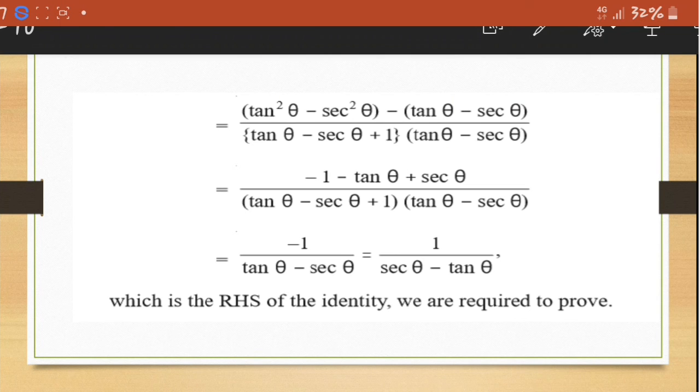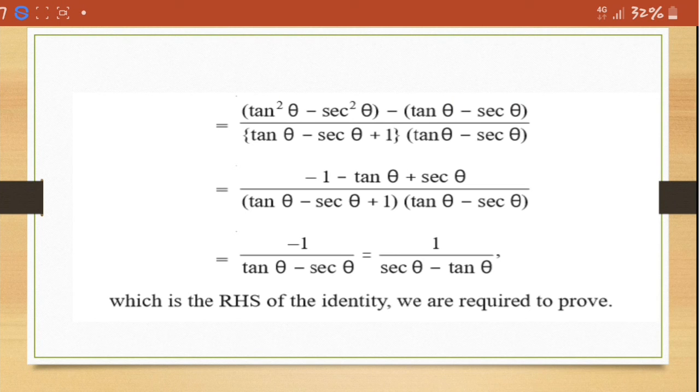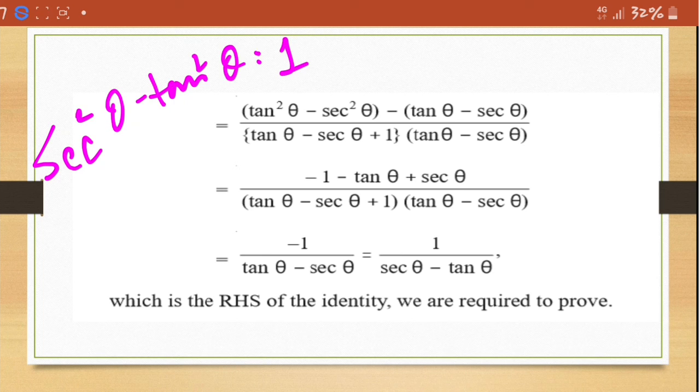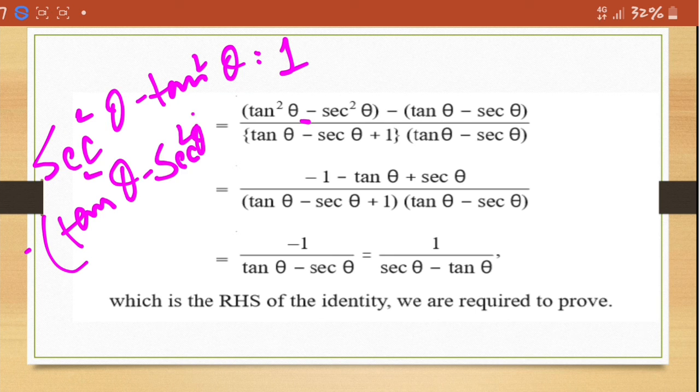Now, what was the given identity? The given identity was sec square theta minus tan square theta is equal to 1, and here it is given tan square theta minus sec square theta. That means if you take minus common from here, it will become sec square theta minus tan square theta is equal to 1, right? Or you can say that tan square theta minus sec square theta is equal to minus 1. That is why in place of this term I am writing minus 1.